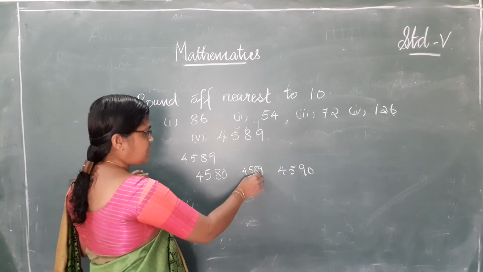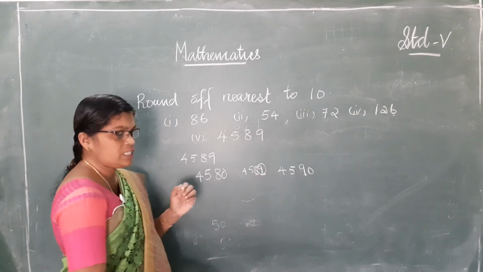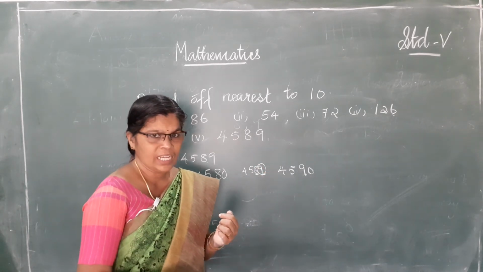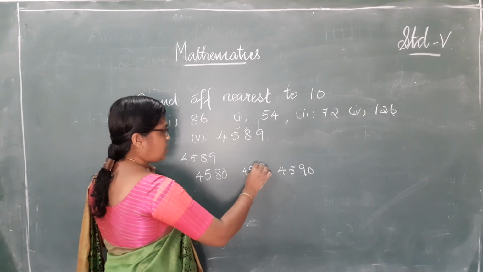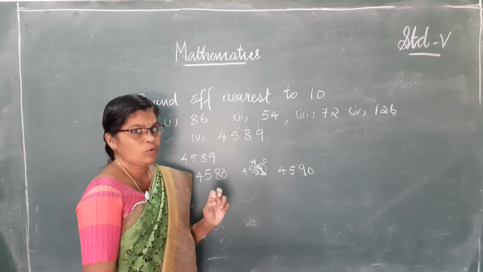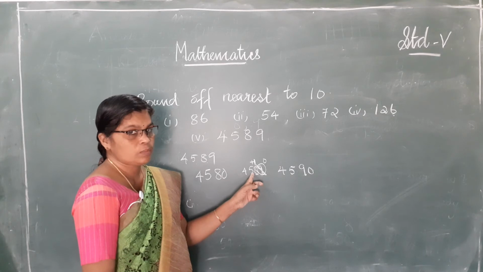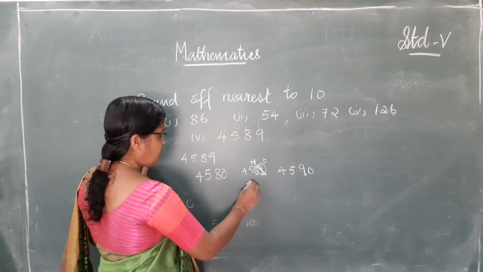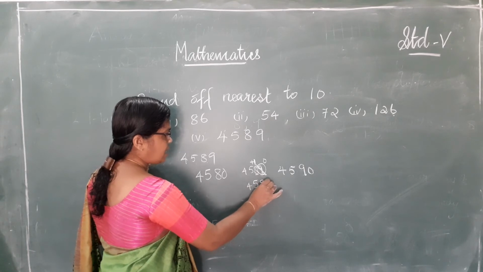Now see, tens place is 8 and ones place digit is 9. 9 is a strong digit. Right? 9 has a power. So it will become 0 and here comes plus 1. Strong digit, then we have to add 1 to the tens place digit. That is, 458 plus 1, 459, 0, 90.